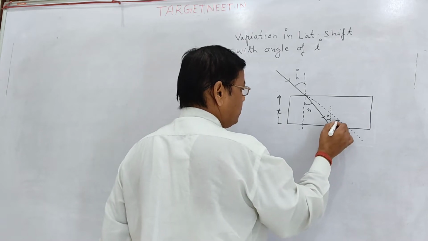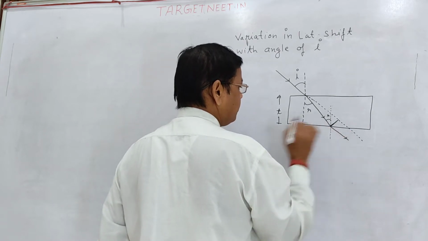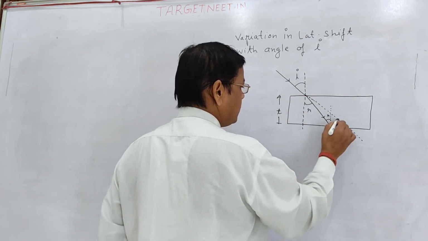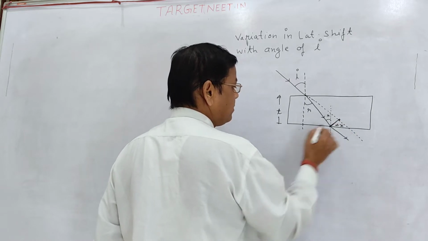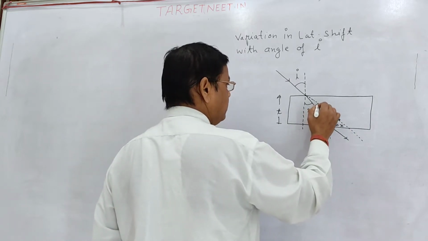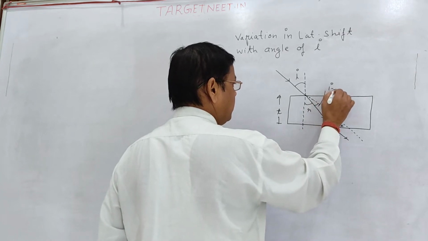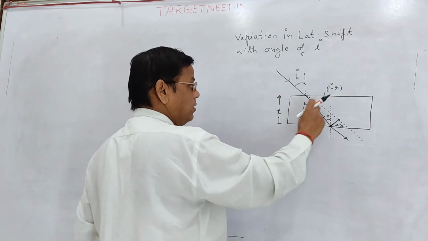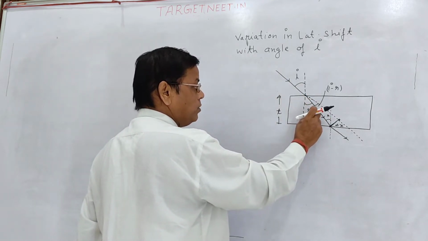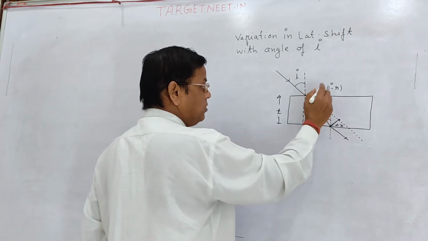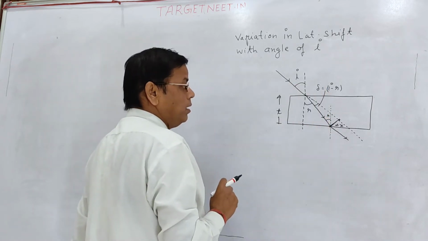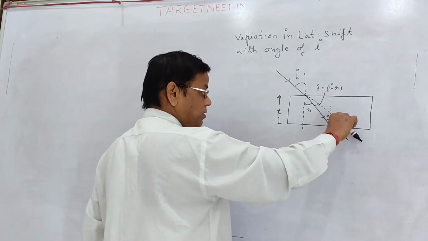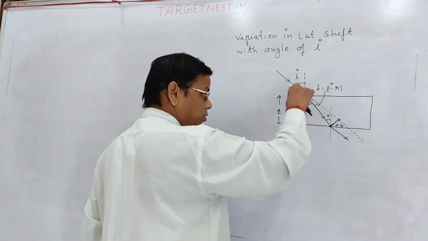This was lateral shift. Let it be delta x. So lateral shift is this delta x, and this angle is i minus r, because this whole angle is the angle of incidence and this is the angle of refraction. So i minus r is the angle of deviation. And delta x is the lateral shift, meaning how much light has shifted perpendicular to the direction of propagation.